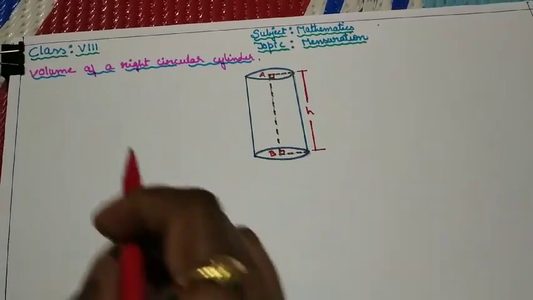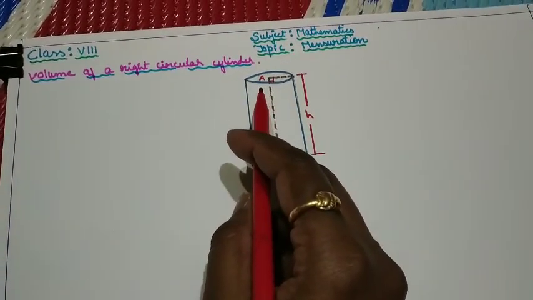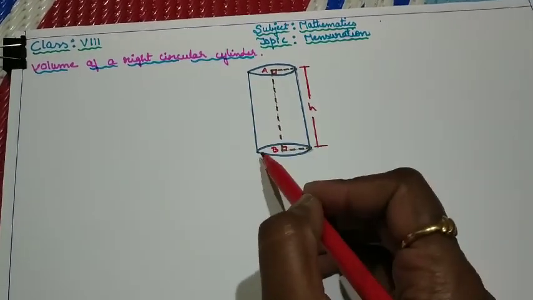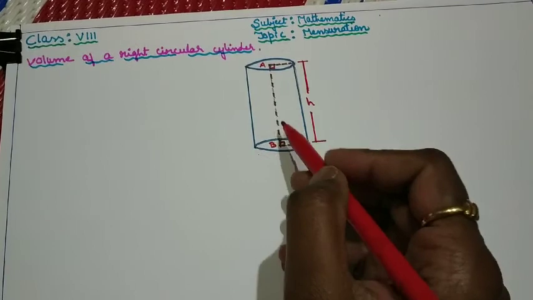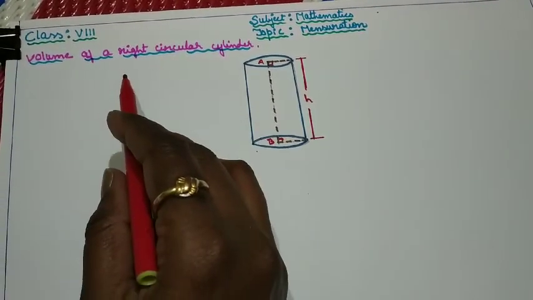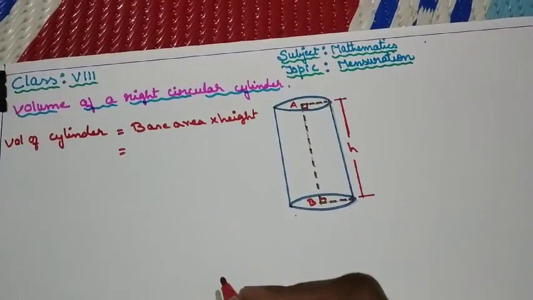Namaste. In the last class, we were in the chapter mensuration and we came across finding the volume of cube and cuboid. So today we'll find the volume of a cylinder. The general statement for the volume concept is: volume of any figure is equal to base area into height. So here, volume of cylinder is equal to base area into height.